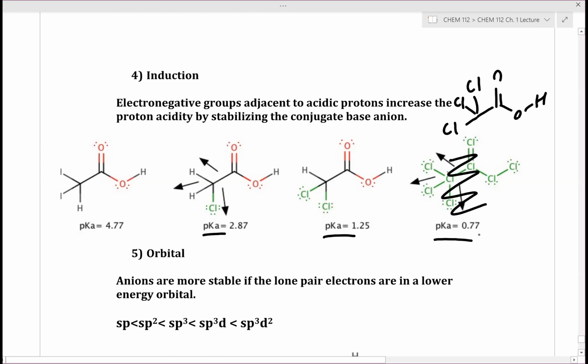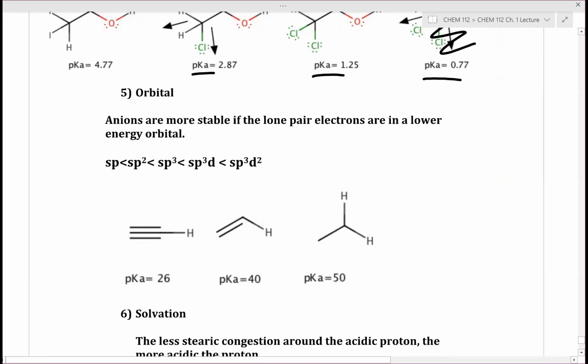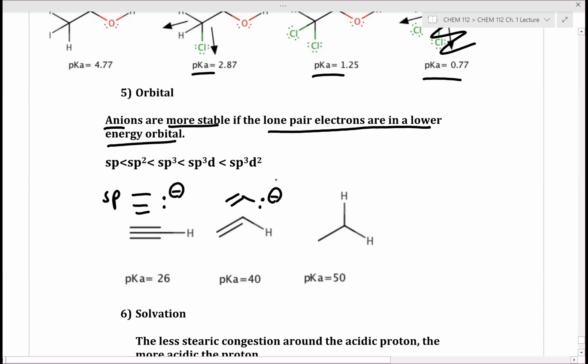Now, inductive effects and this next effect, which are orbital effects, are very close in magnitude. Now, what are orbital effects? Quite simply, anions are more stable if lone pair electrons are in a lower energy orbital. So for example, what's the lowest energy orbital and what's the most stable anion? On an sp, sp2, or sp3? Sp, right? So the more s character you have, the more stable your anion is. So an sp anion is more stable than an sp2 anion, and in turn is more stable than an sp3 anion.